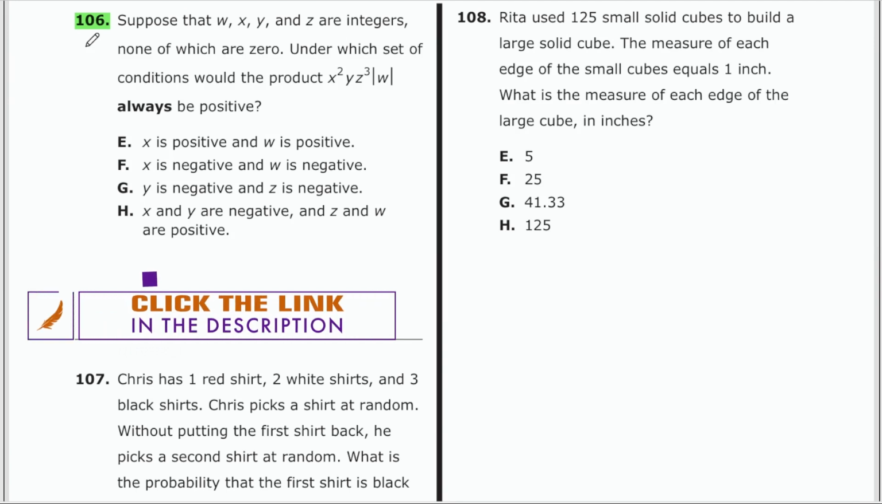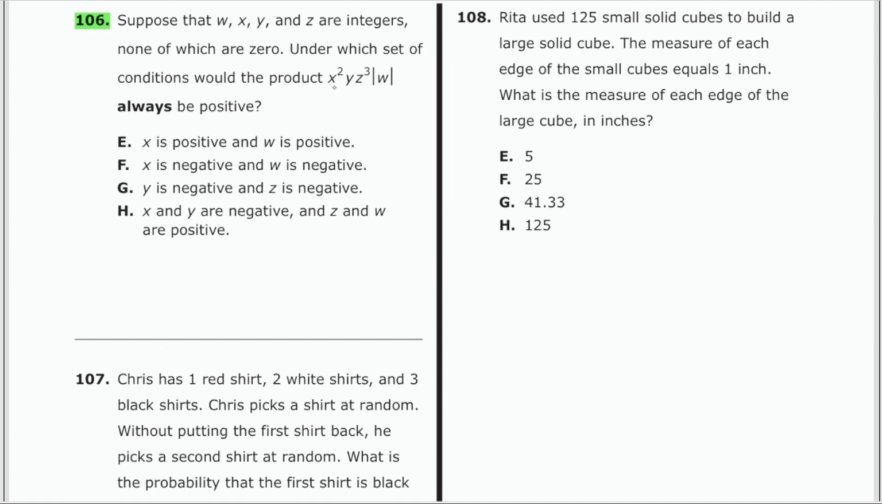How was I able to do this problem so fast? So let's isolate each specific unit within this term in order to examine whether it's positive or negative. So let's write it out. So we have x squared, then we got y, then we have z cubed, then we have absolute value of w. Here's the thing. X squared is always greater than 0. So we can literally get rid of it.